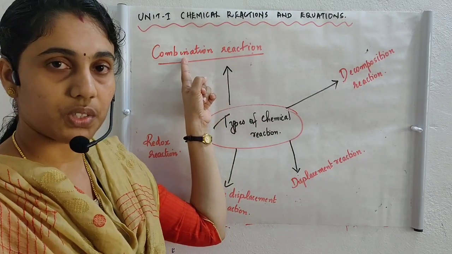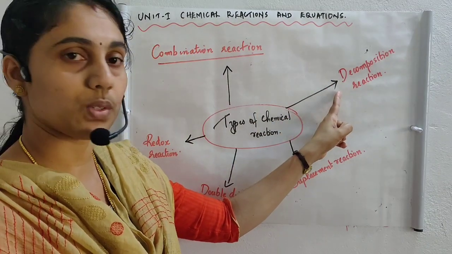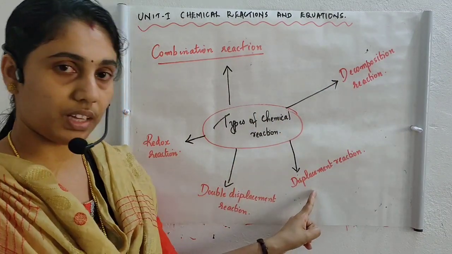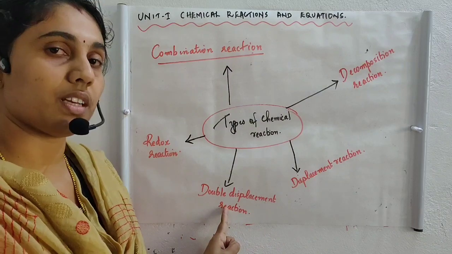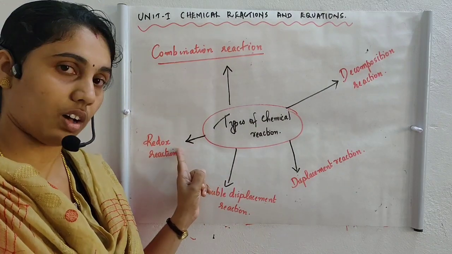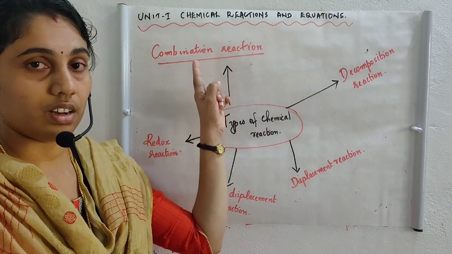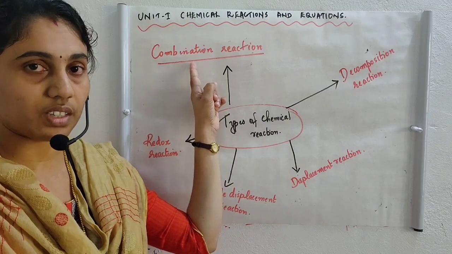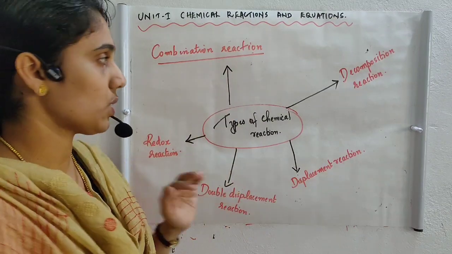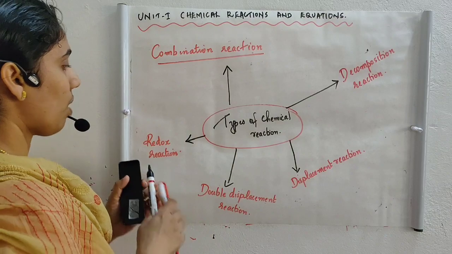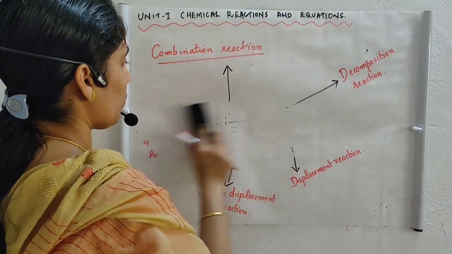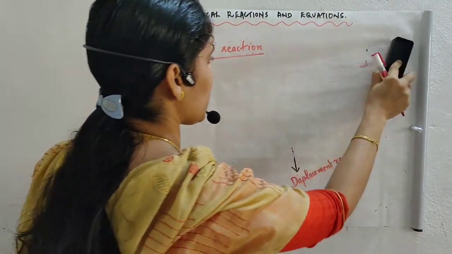First one, combination reaction. Second one, decomposition reaction, then displacement reaction, double displacement reaction, and redox reaction. Let us discuss each reaction one by one. Today we are discussing combination reaction. So what do you mean by a combination reaction?